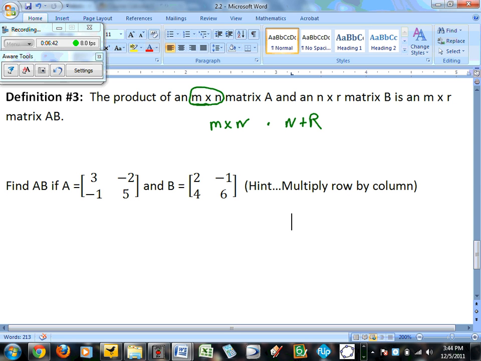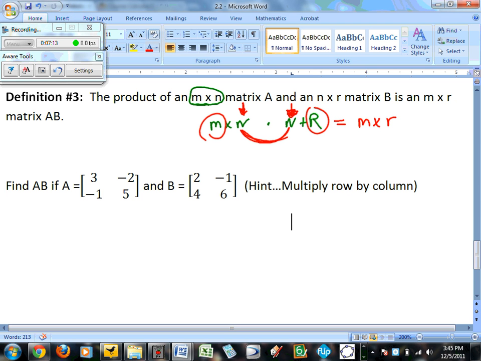What we need to notice is that the only matrices we can multiply are those where the first matrix's columns are the same number as the second matrix's rows. I'll show you why in a little bit, because of how we multiply row by column. So we have to have the same number of columns as rows in order to multiply. And the resulting matrix is going to be an M by R.